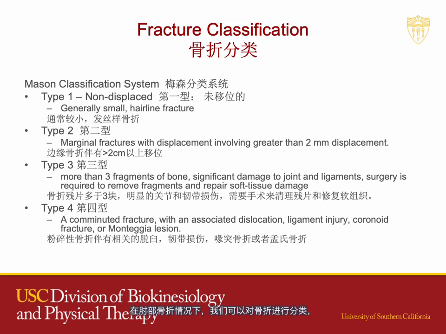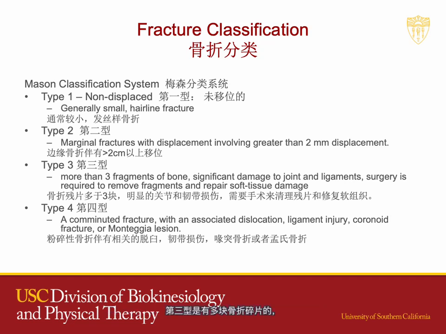We can classify fractures, and in this case, the fractures of the elbow. This is called the Mason classification system, and a type 1 is going to be non-displaced. It's generally a small hairline fracture. This type of fracture, we're not going to really usually do surgery for. Type 2, there could be a little bit of a displacement in the bones, but it's going to be around 2 millimeters or so. So not a significant amount of displacement or movement between the bones. They may or may not choose to do surgery with this group.